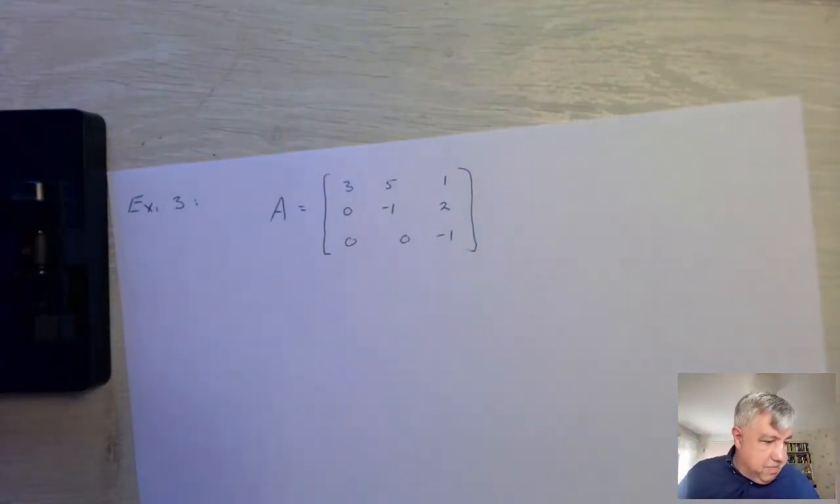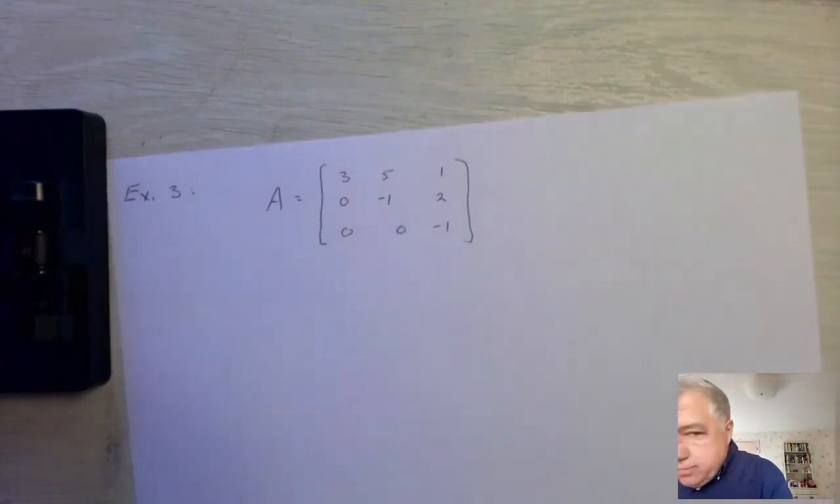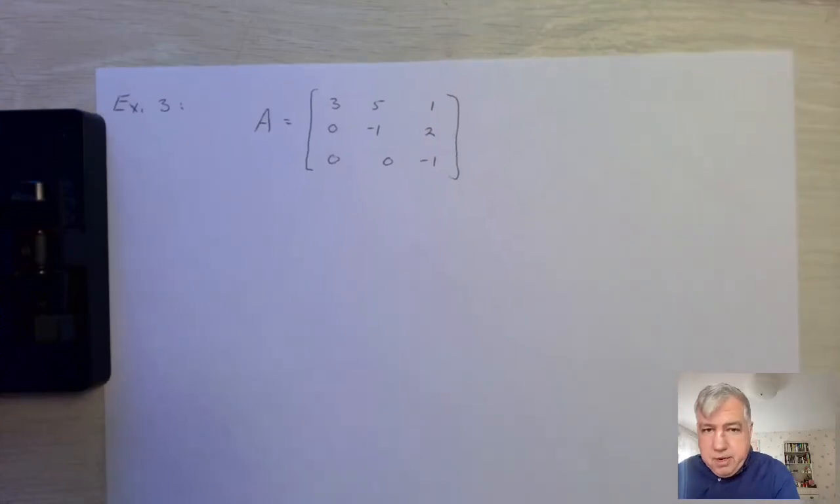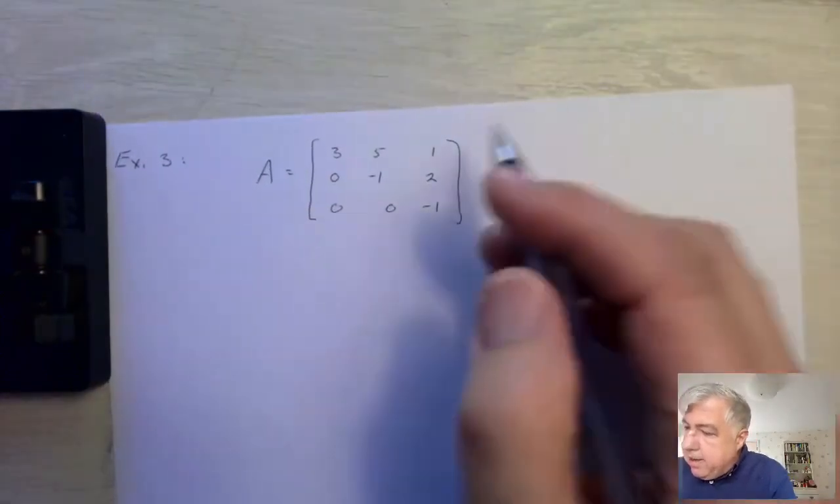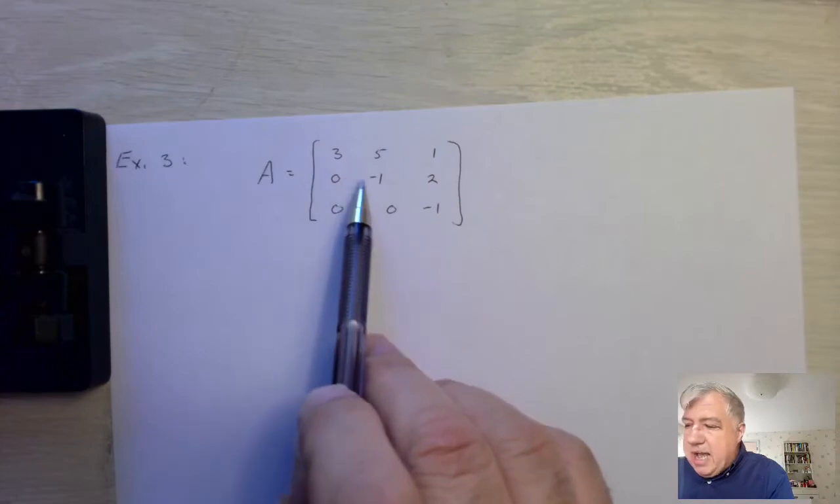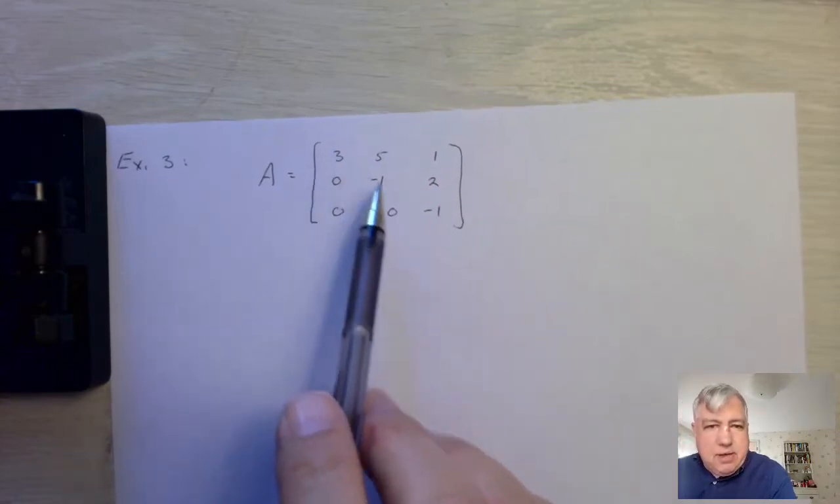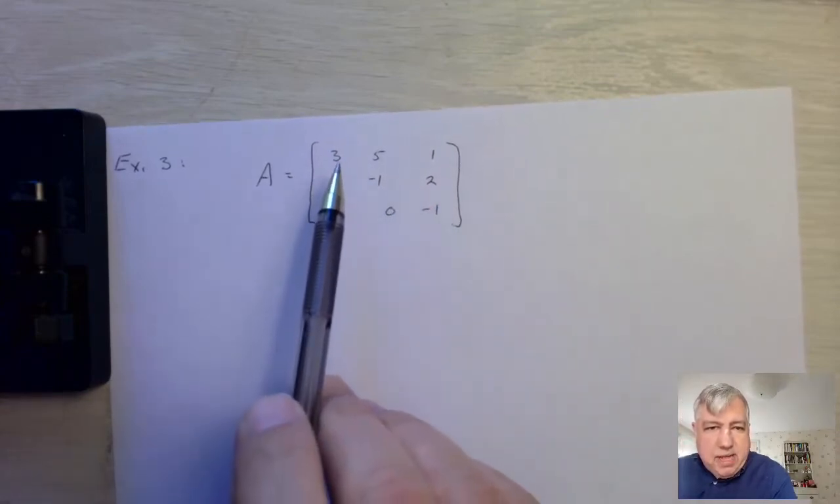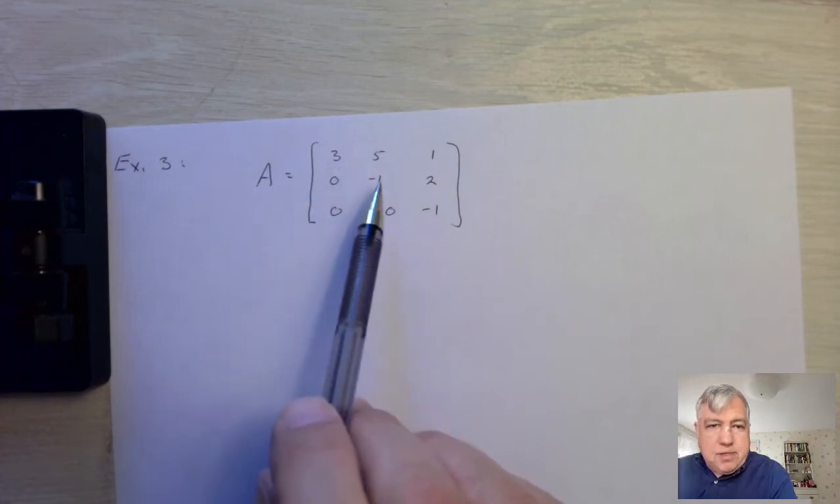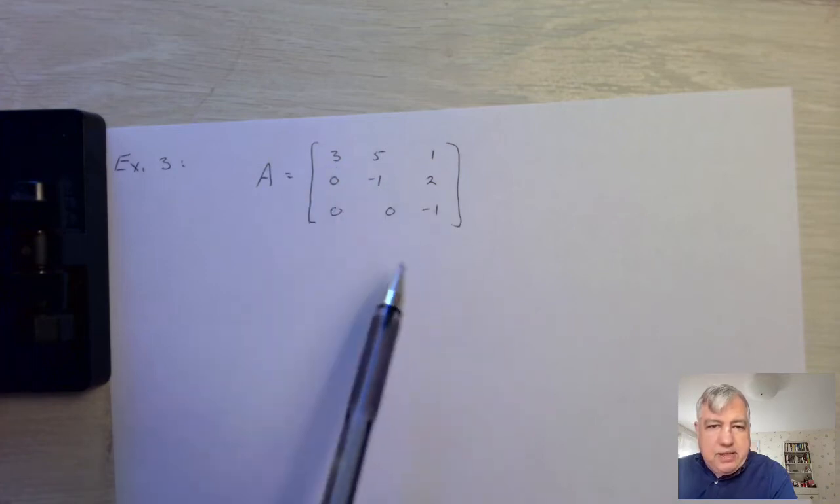We have another 3 by 3 matrix. Once again, we can see that this is an upper triangular matrix. We can automatically see that the eigenvalues will be 3 and negative 1.